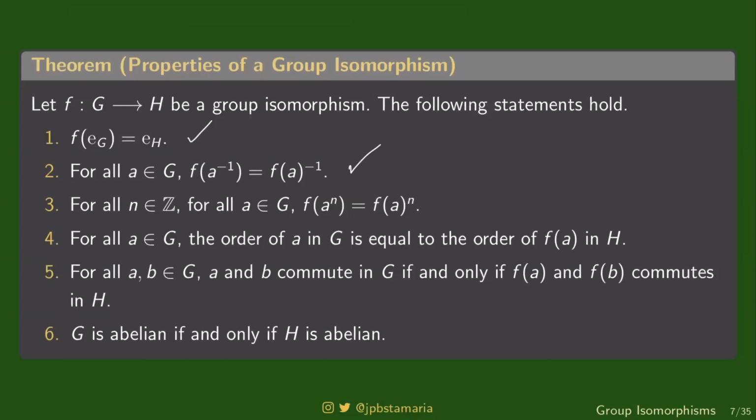How about number 3? Isomorphisms also preserve powers. F of the nth power of a, when you say nth power of a, repeated multiplication of a with itself n times, di ba? Parang ganun yan. Pero kung negative si n, may a to the minus something ka dyan. Alam niyo naman yung meaning nun. Repeated a inverse lang naman yun.